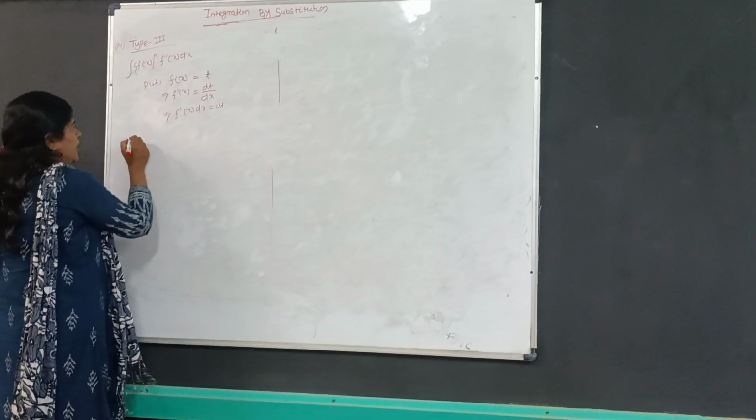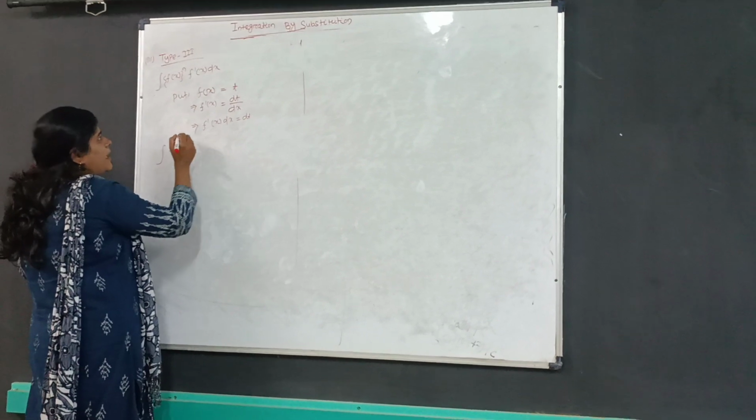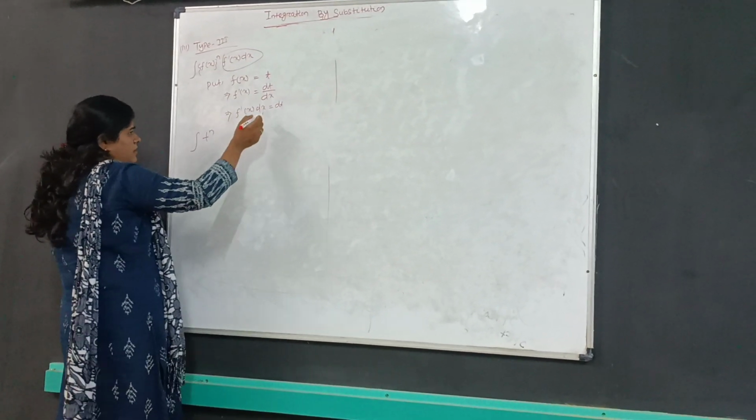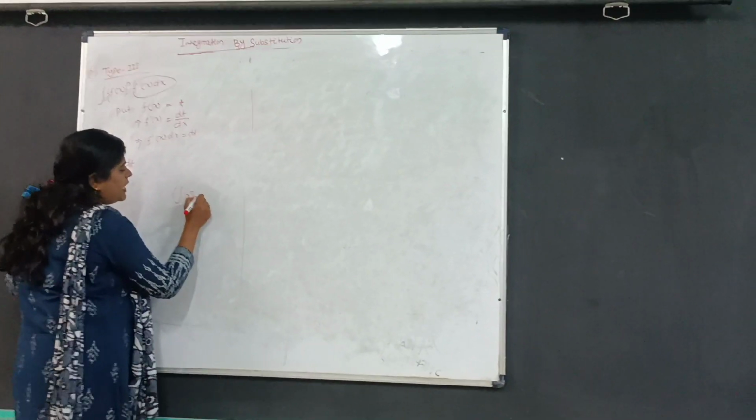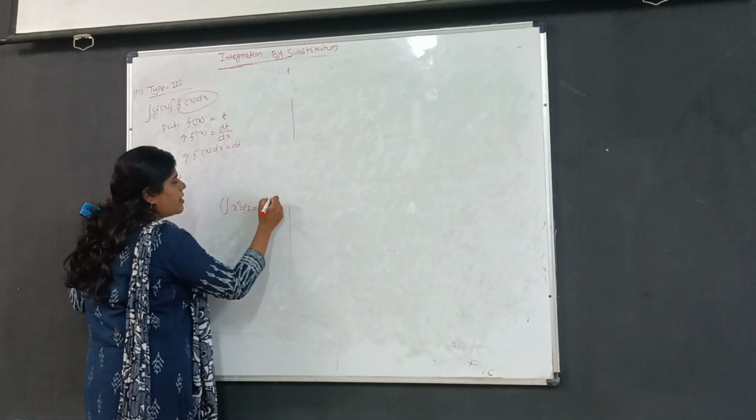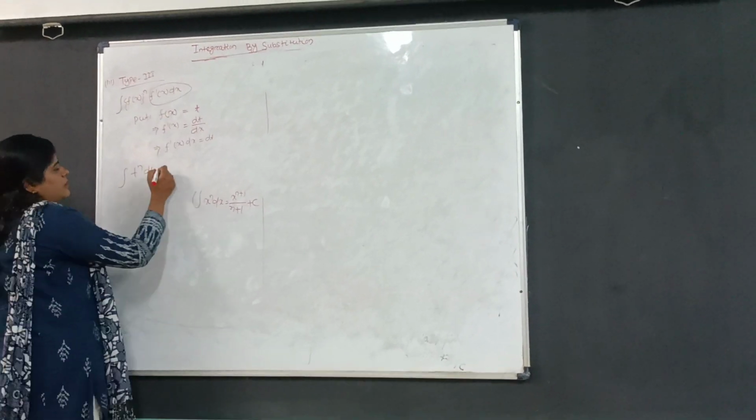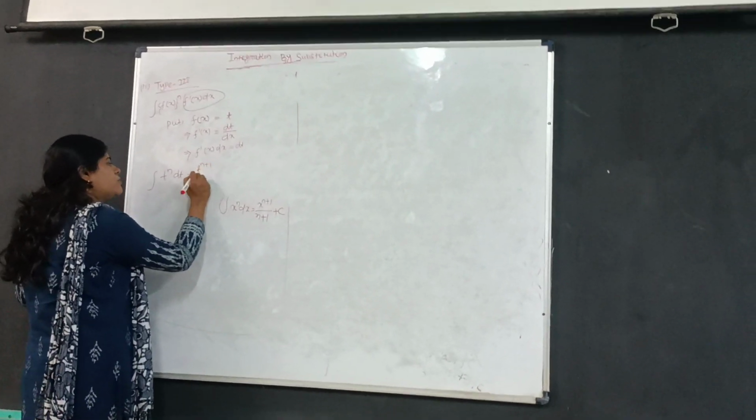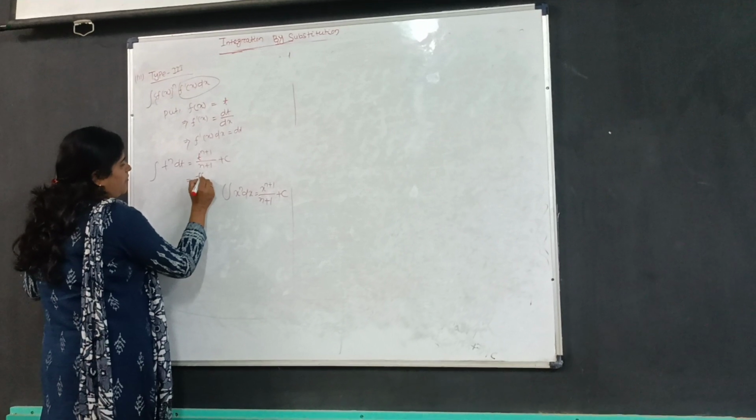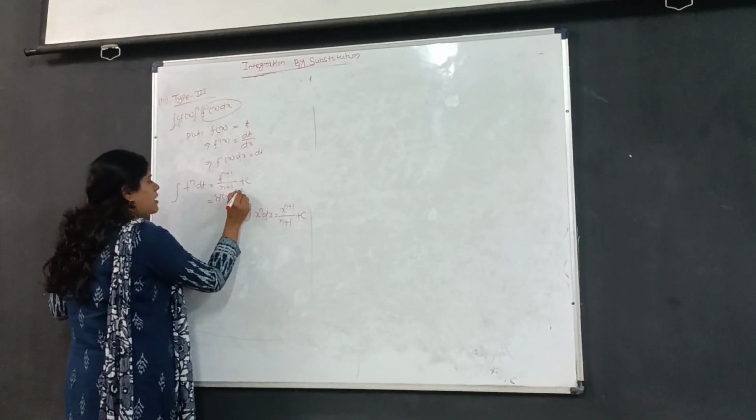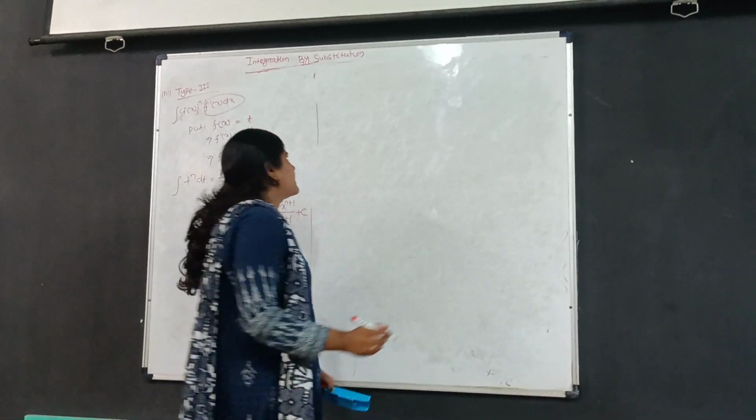Then you substitute in the integration: where f of x is, you put t to the power n, and f dash of x dx is dt. Already we know a formula: integration of x to the power n dx is equal to x to the power n plus 1 divided by n plus 1 plus c. So this is converted to t to the power n plus 1 divided by n plus 1 plus c, which is equal to f of x to the power n plus 1 divided by n plus 1 plus c. Let us take an example.